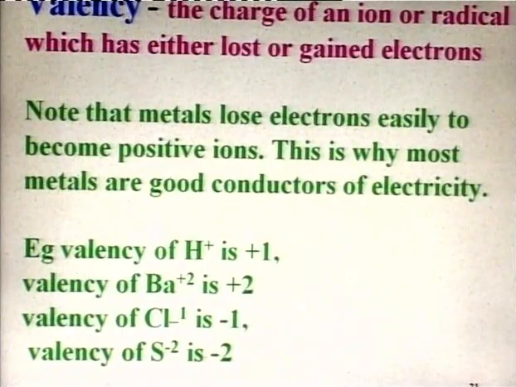While the valency of Cl- is -1, that is, it has gained 1 electron. So, its valency is -1. The valency of S2- is -2, that is, it has gained 2 electrons. Therefore, the gain of electrons gives rise to negative charge. So, what is the valency? Valency is the charge on the ion, and it is also defined as the combining capacity of the atom.